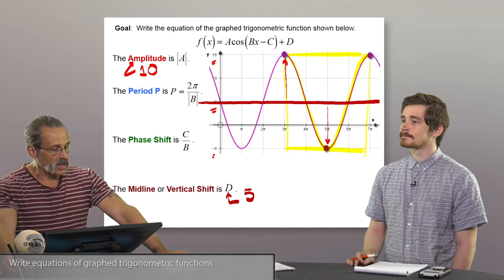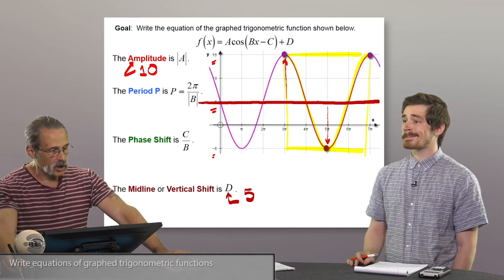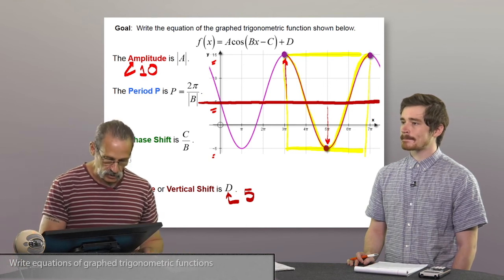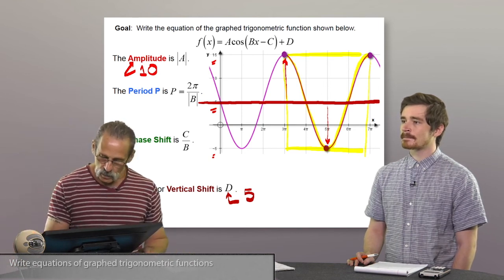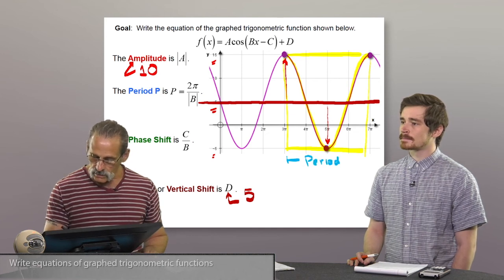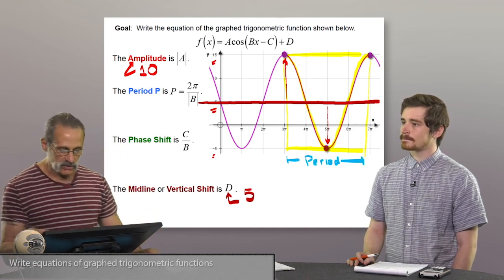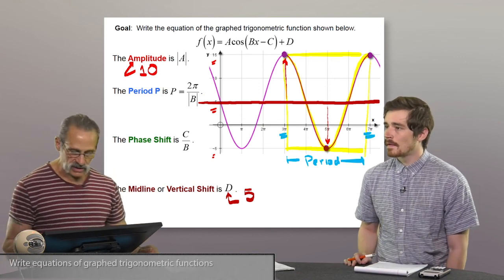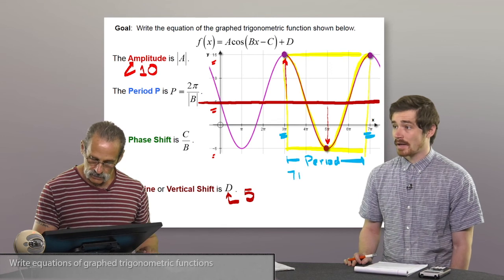Well, let's keep playing this game. We can look at the period to help us determine B, right? Okay. So our period we have to look at horizontally. We can do that. We're looking from here to here. What is the distance from start to end? From 3 pi to 7 pi? What's that distance? That would be 4 pi. Very good.